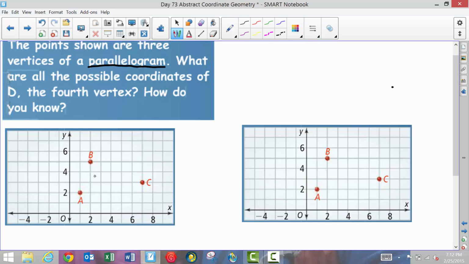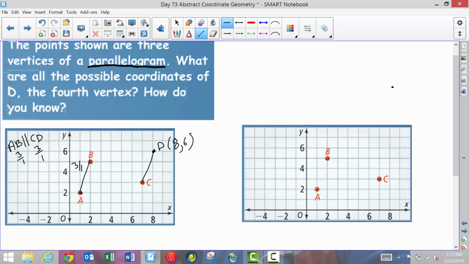So if opposite sides are parallel, I know that AB and CD will be parallel in this case. If I connect A to B and I find my slope is 1, 2, 3, so it's 3 over 1. Therefore, my CD slope also has to be 3 over 1. So to find D, it's up 1, 2, 3 over 1. And there we go, there's point D. D is over 8 and up 6. And there is my parallelogram.